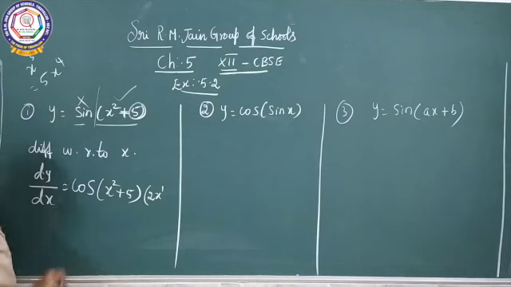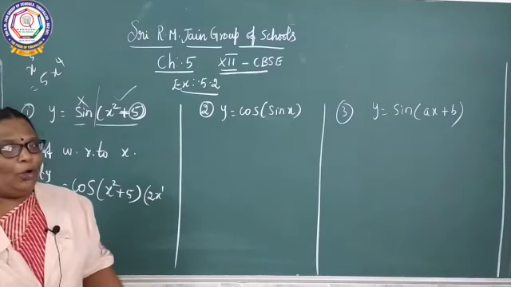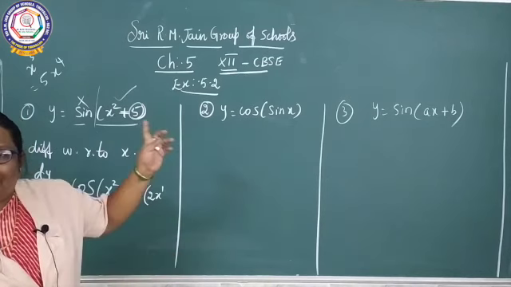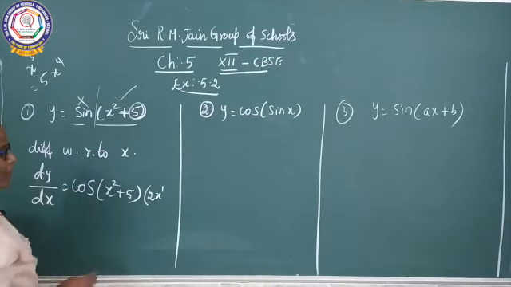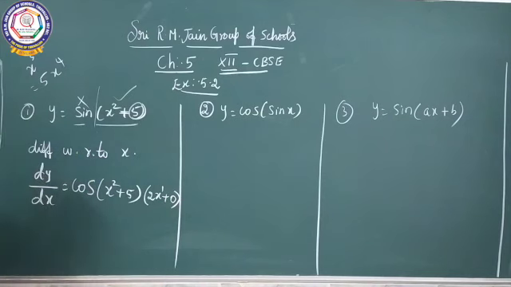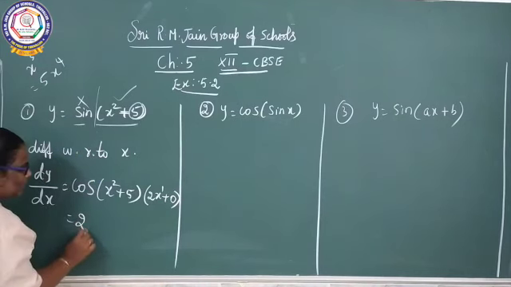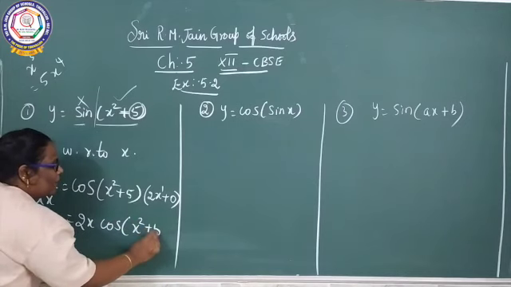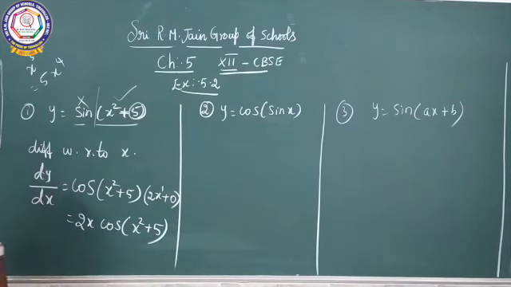Plus 5. Any x term there? No, sorry, any x term is there? No. It is a constant term, so you will write plus 0. So here, what is the answer? 2x into x square plus 5.